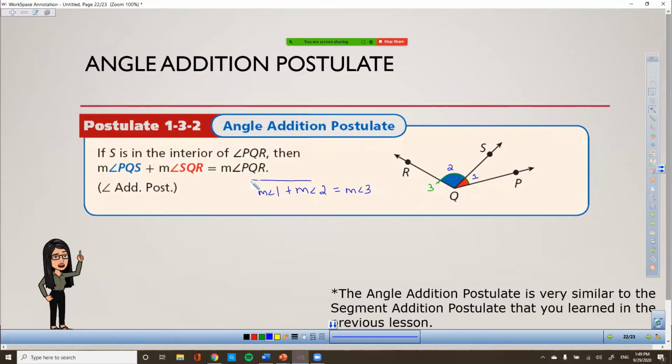So we can keep it in this format so that we can make it a lot simpler than having all those letters in the equation. I know it may be confusing to some of you. So as long as we name it like this, parts 1 and 2 are the two parts, and angle 3 is the entire angle put together. Right, so that right there is our angle addition postulate. And as I mentioned, the angle addition postulate is very similar to the segment addition postulate that you learned in the previous lesson. So let's go ahead and apply this in some examples.